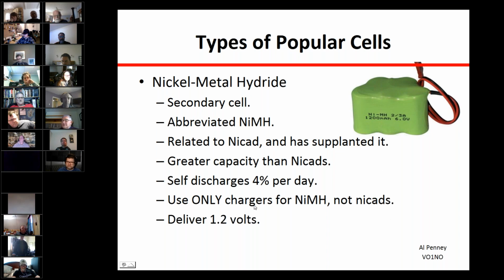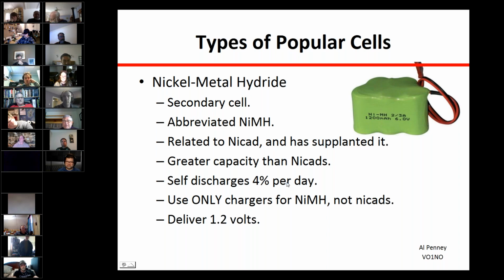Now, this is critical. Use only the chargers for nickel metal hydride batteries or cells. Don't use a NiCad charger on a nickel metal hydride and vice versa. They deliver 1.2 volts, so just a little bit less than a NiCad, but you've got to use the right charger. Is it because of the voltage? No, because of when the charger knows to turn itself off. The point is different with nickel metal hydride and NiCads.